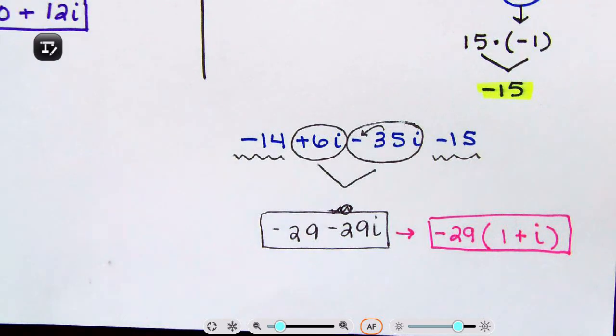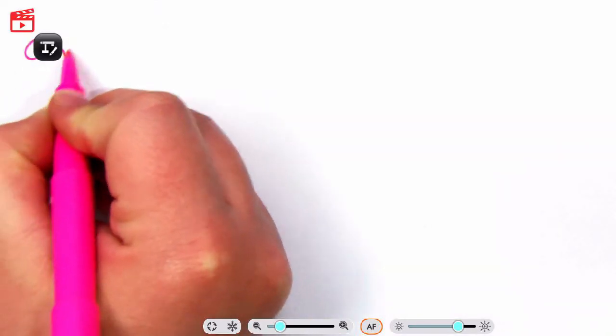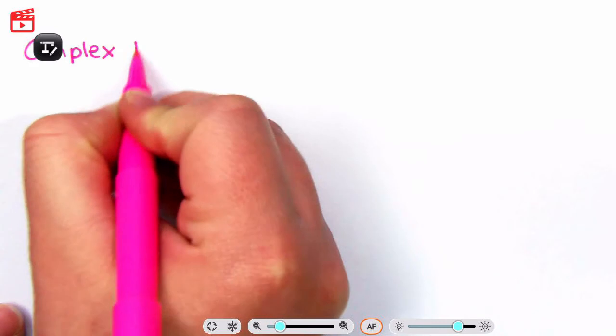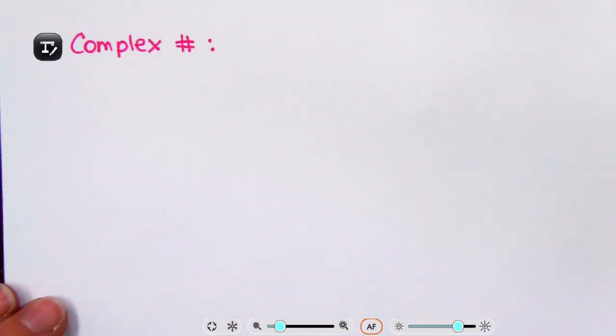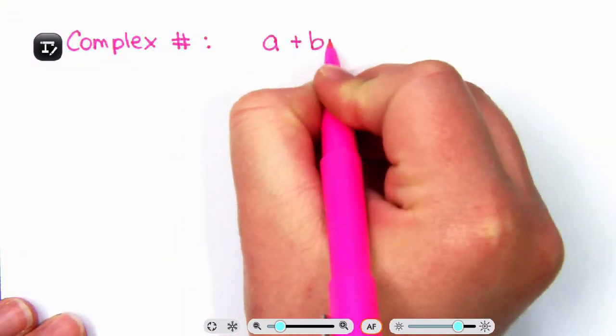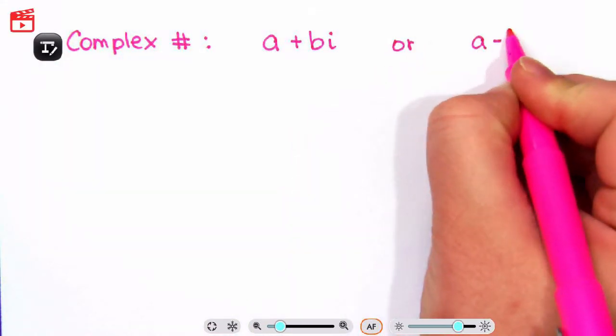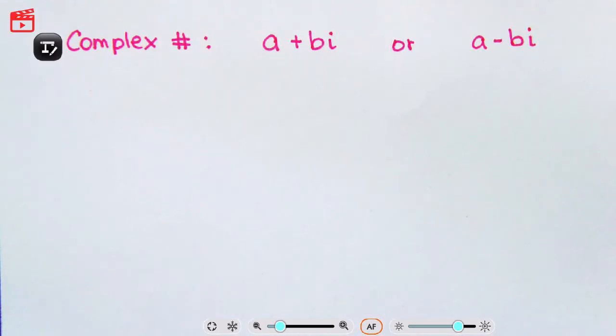All right, let's go ahead and move on to complex numbers and the conjugate of complex numbers. So we know that a complex number is in the form of a plus bi, or you can have a complex number in the form of a minus bi. Either or, one of them is plus or minus.